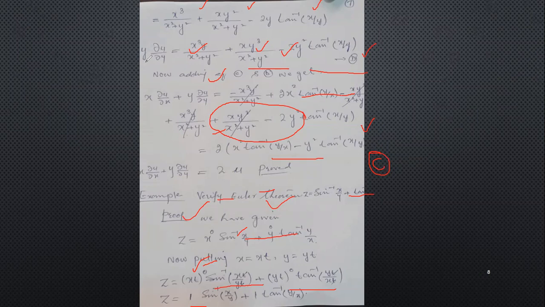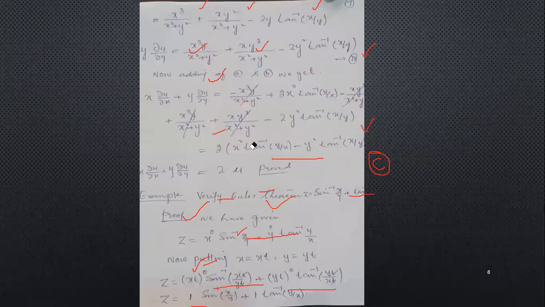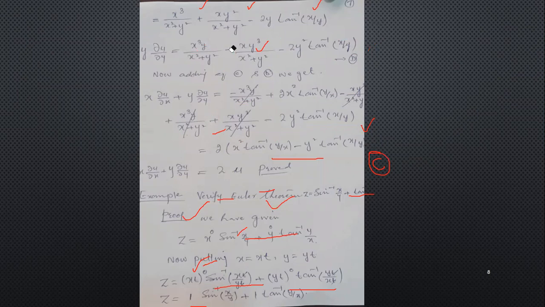So now multiply y with the left hand side as well as the right hand side. So after multiplying by y, the first term we get is x cube into y divided by x square plus y square. Second term we get x into y cube divided by x square plus y square. Third term we get minus 2 y square tan inverse y upon x. Now say equation number D.